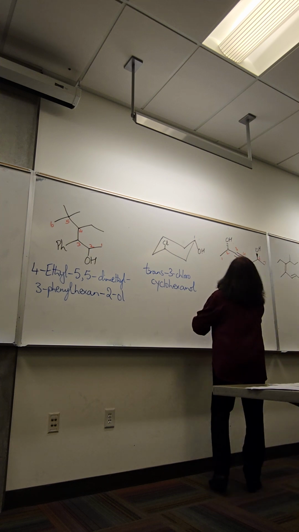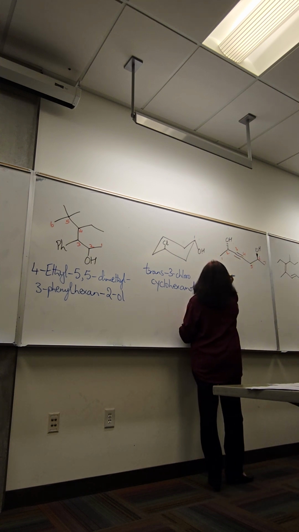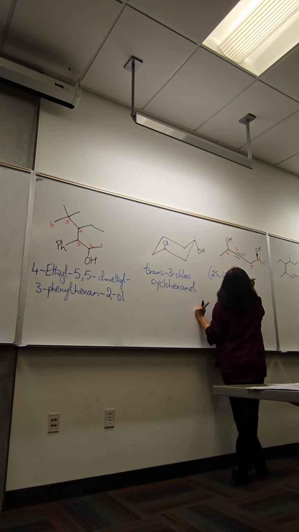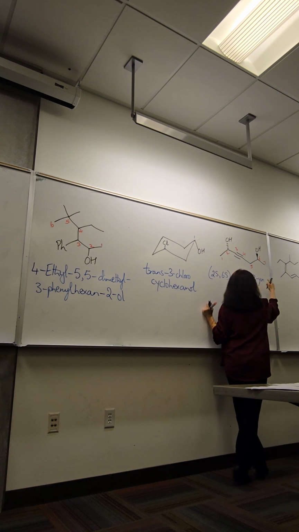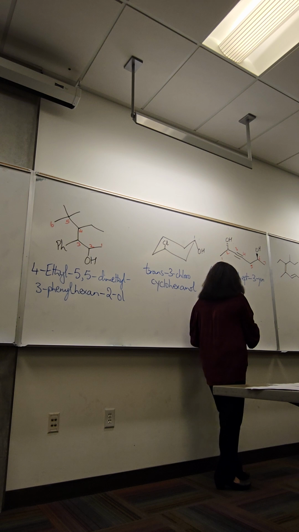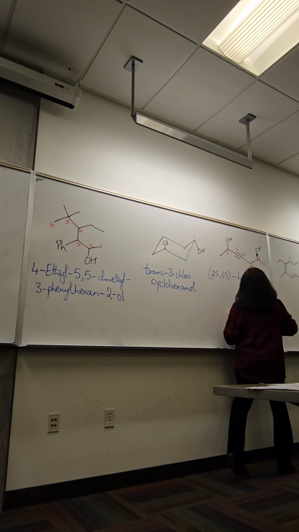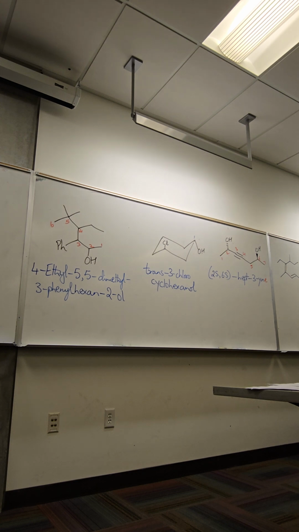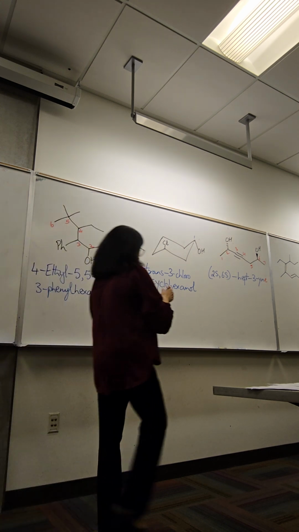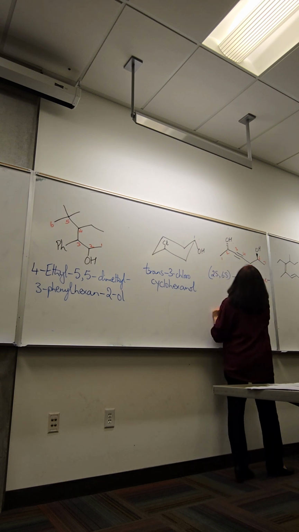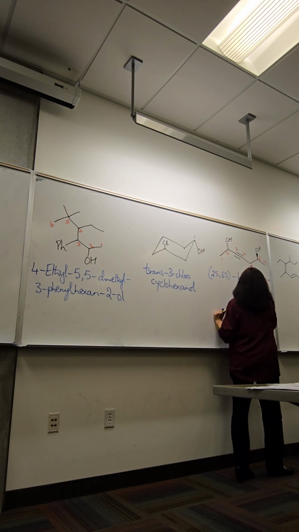2S, 6S, hept-3-ein. Hept, good. 3-ein, but no e there. Should there be an e there? Yes, because there are 2 alcohols. Because there are 2 alcohols, we are leaving that e there. Only because there are 2 alcohols. And then comes what? Dash 2,6-diol.